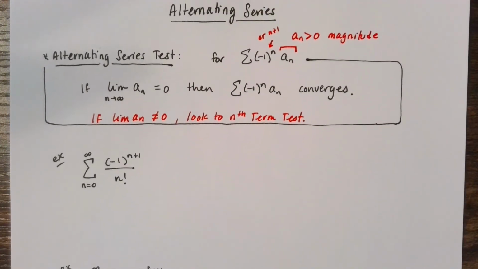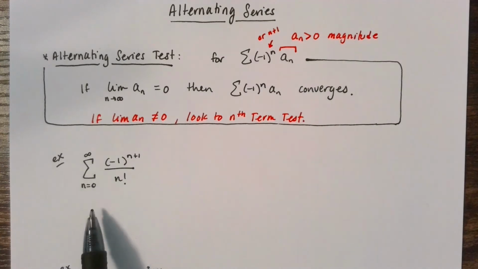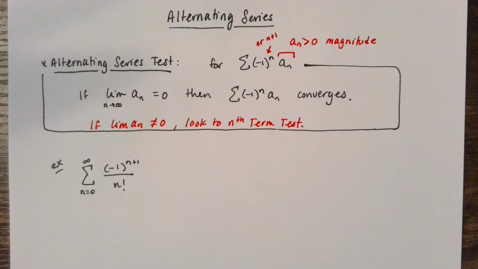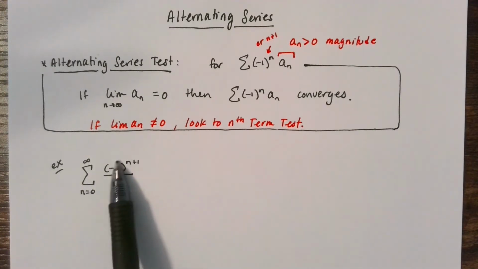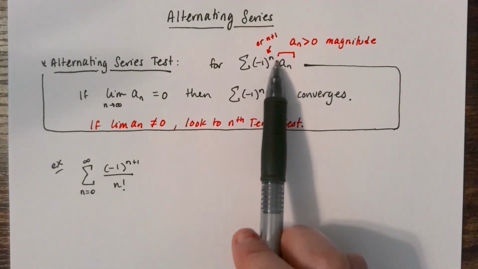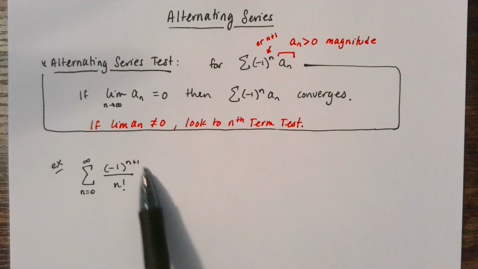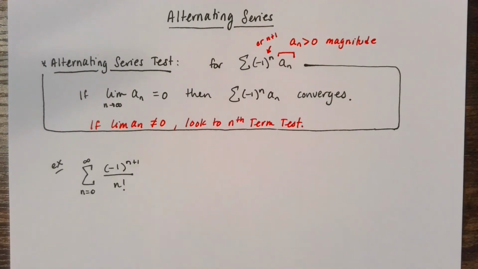Okay, so the first one here is the sum from n equals 0 to infinity of (-1)^(n+1) over n factorial. I'll remind you, 0 factorial is defined to be 1, so this is actually okay to start at 0. And this is a nice example of we have n plus 1 instead of an n here, but this theorem will work the same way. I'm not going to bother changing this format.